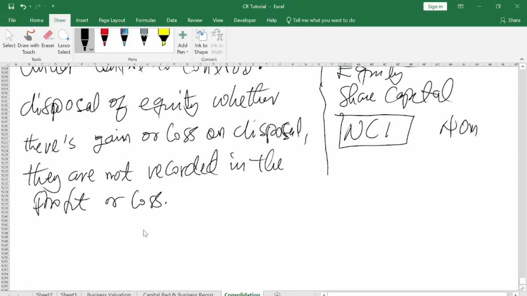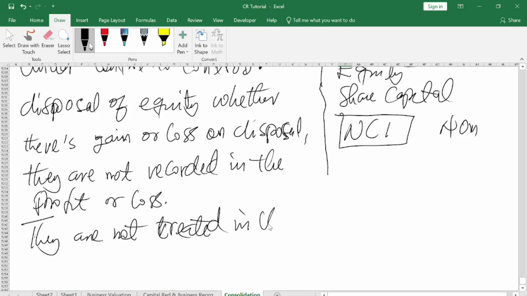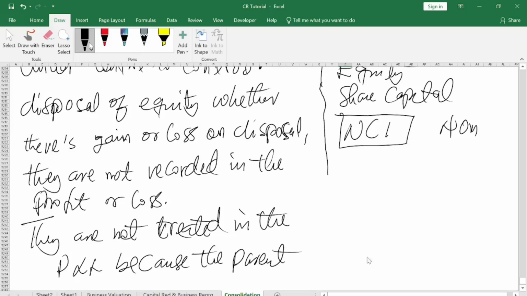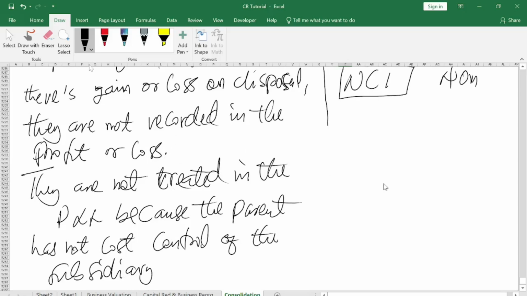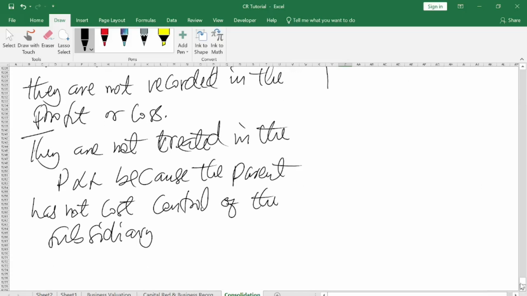Why are they not recorded? They are not treated in the P&L because the parent has not lost control of the subsidiary. We don't treat loss or gain of disposal in the profit and loss account because the parent has not lost control of the subsidiary. You remember that parent and subsidiary don't transact and make profit from each other. Have you forgotten? They don't do business and make profit from each other.